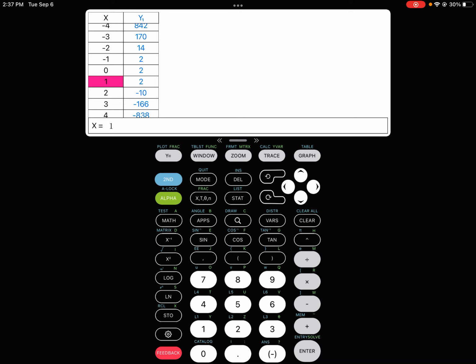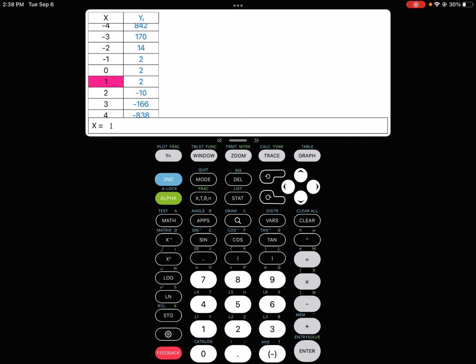So now I would just copy this information. I'd make a table on my paper and say x equals 0, y is 2; at 1, y is 2; at 2, y is negative 10; at 3, y is negative 166. So I've narrowed it down between 1 and 2. Therefore, by the intermediate value theorem, there must exist some 0 between 1 and 2. The only way I'm going to get from a y value of 2 to a y value of negative 10 is I have to cross 0 at some point.